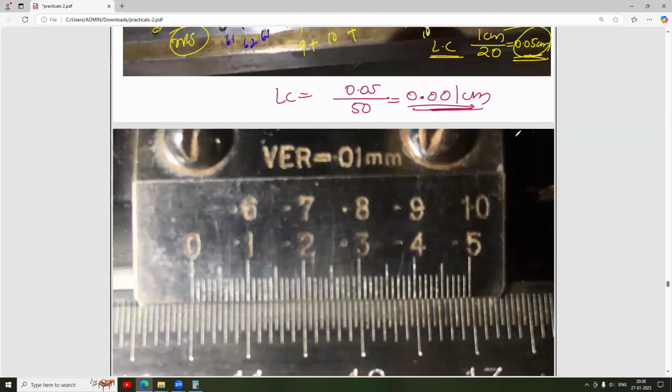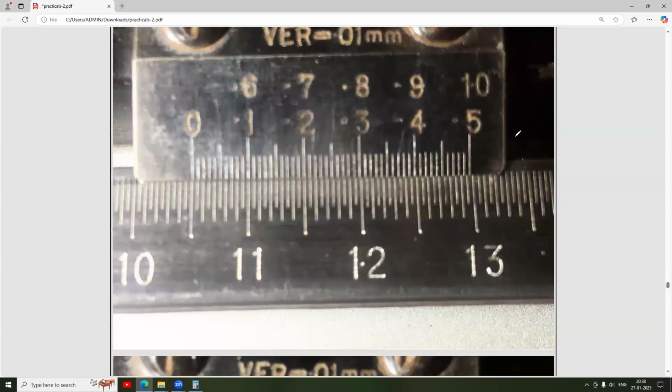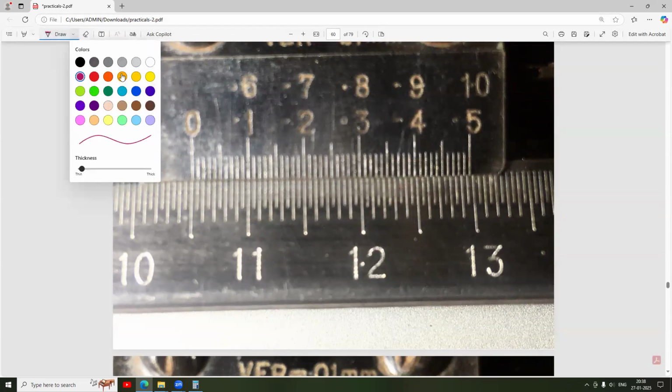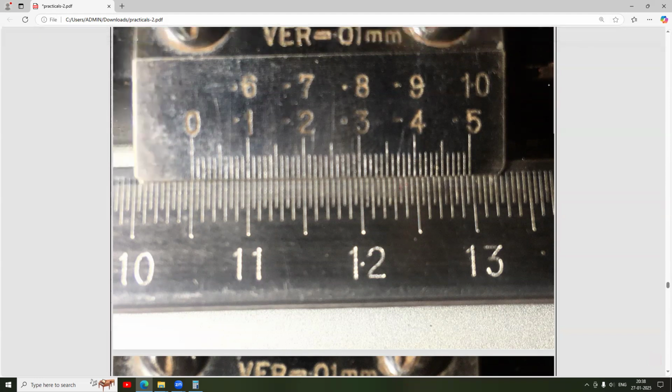Okay. Now how to take the reading? So how to take MSR and VSR? That is very important. Now if you look into some values here, for example, now the vernier scale reading, you know that this is 0.